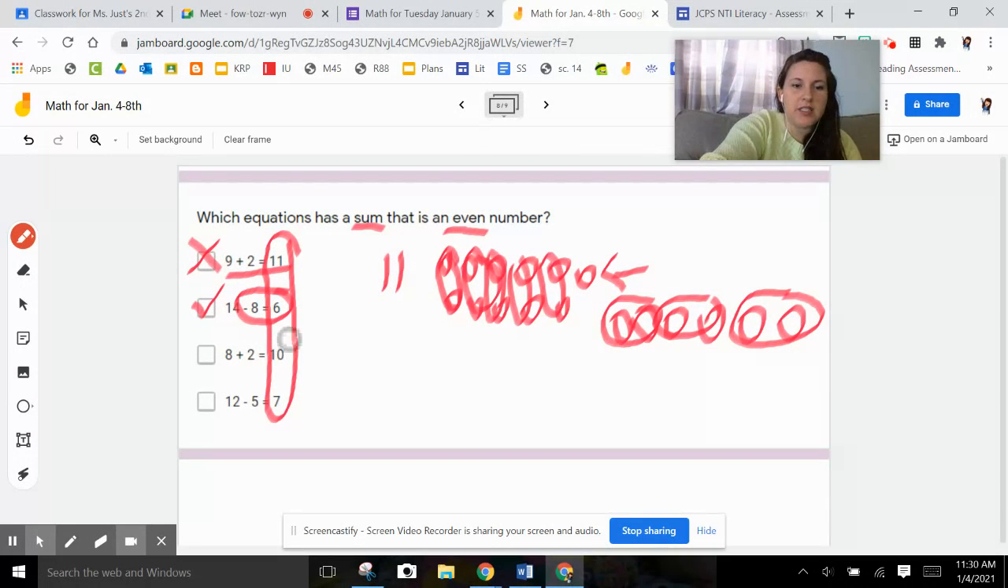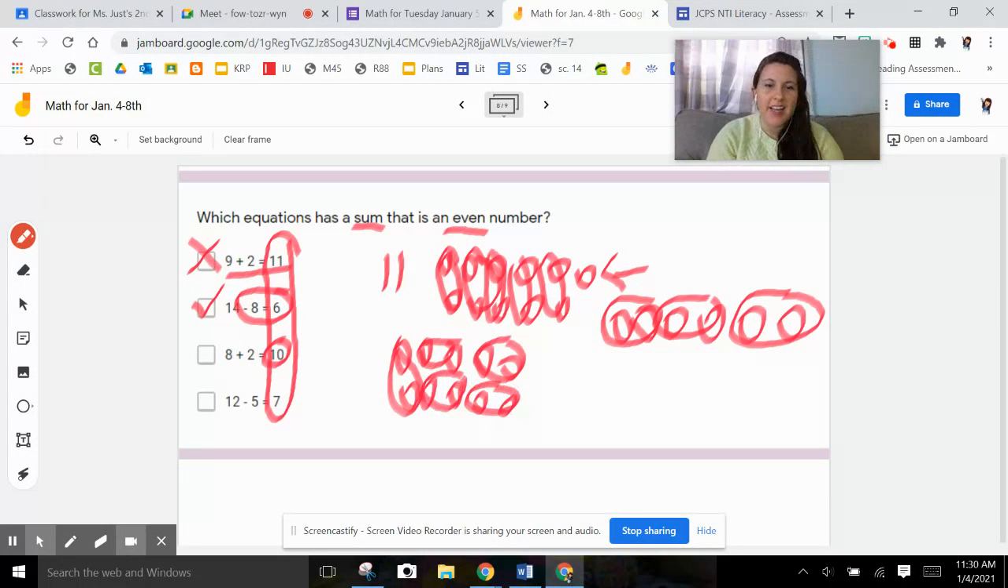The next one is the number 10. 1, 2, 3, 4, 5, 6, 7, 8, 9, 10. Give everybody buddies. You get a buddy, you get a buddy, you get a buddy, you get a buddy, and you guys get a buddy. Everyone has a buddy. That means that number is even.